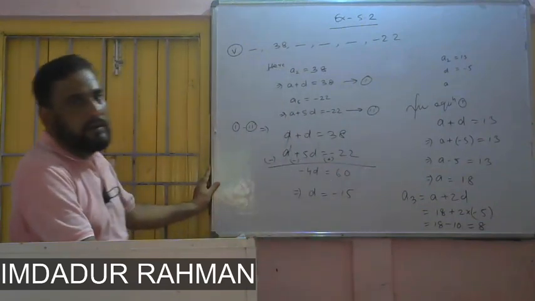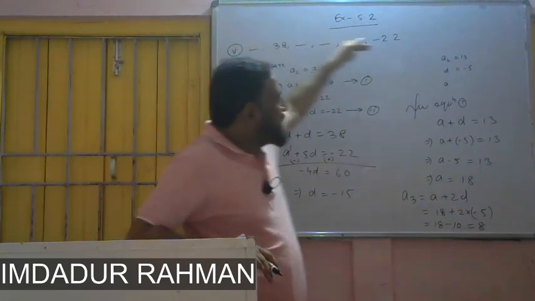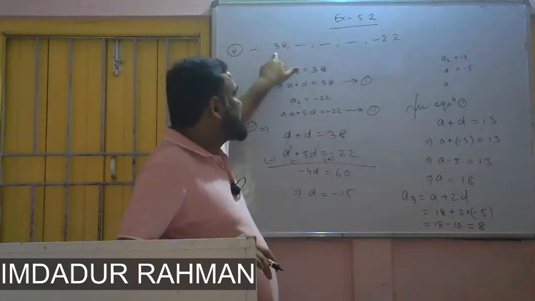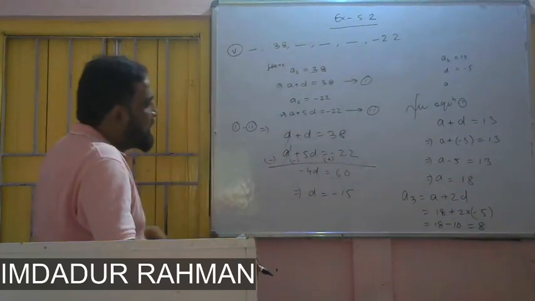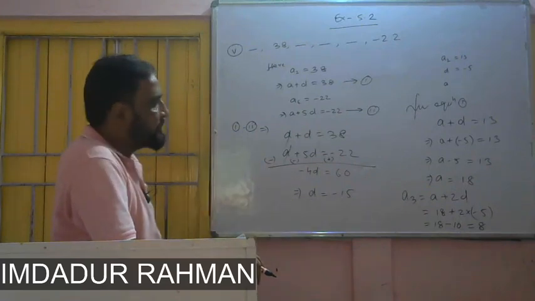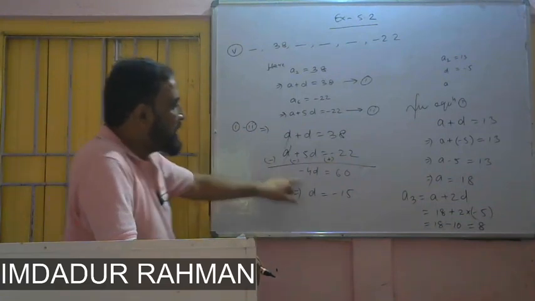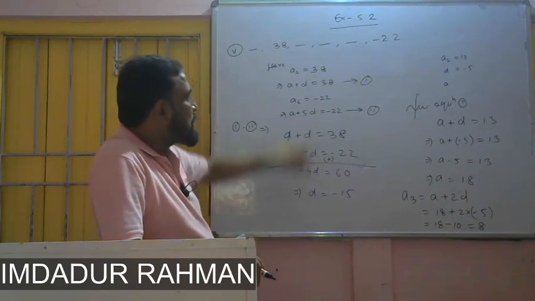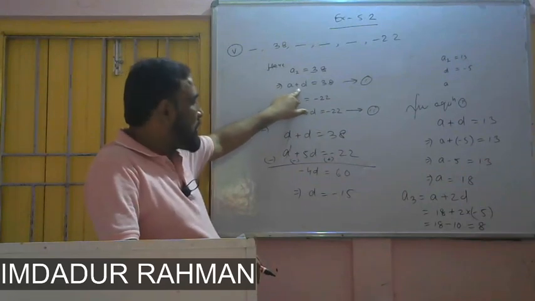D is equal to minus 15 because this is a descending series. You see, it goes from greater to smaller, so that is a descending series, and the common difference will be negative. Later on you will get the sum like this. So here D is minus 15, and from equation number 1 we can get the value of A.